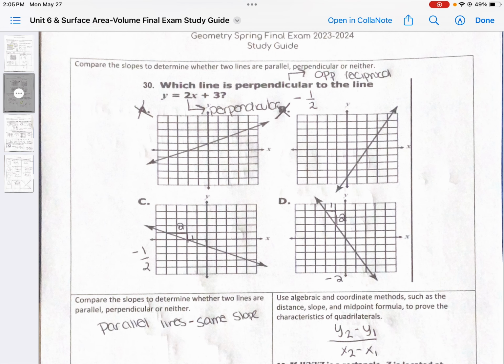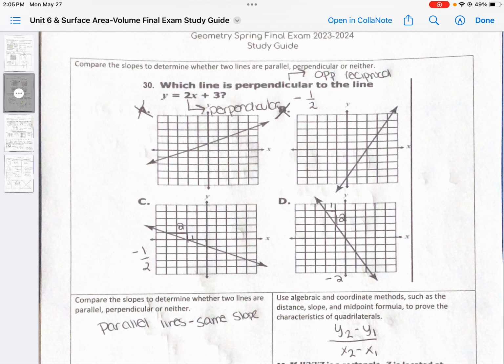Which line is perpendicular to the line y equals 2x plus 3? Remember, we know parallel lines have the same slope. Perpendicular lines have opposite reciprocal slopes. Meaning if your slope is +2, the opposite of positive is negative, and the reciprocal of 2 is 1 over 2. So I eliminate A and B because those are positive slopes. Perpendicular means opposite, so the opposite of positive is negative.